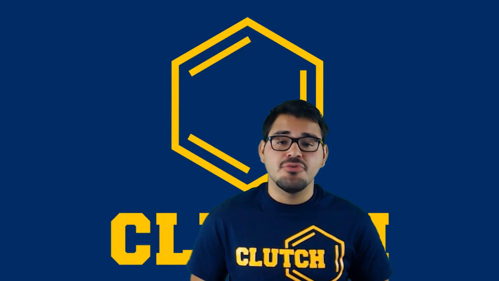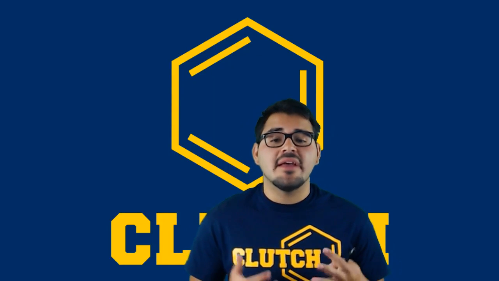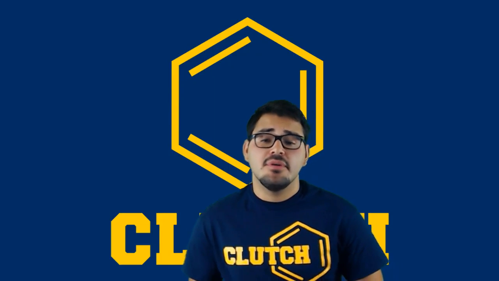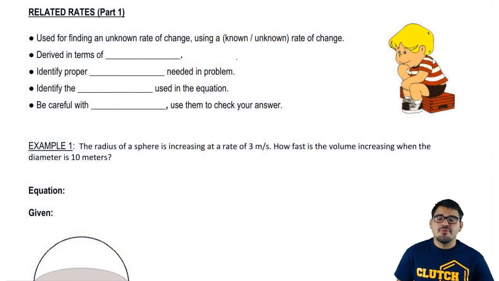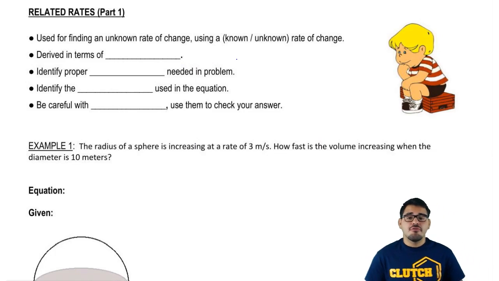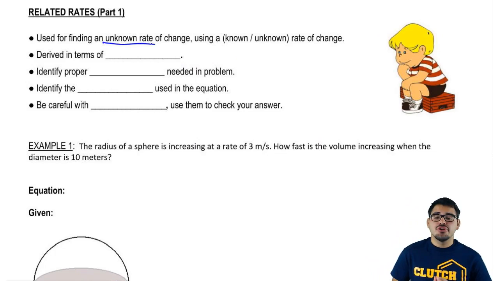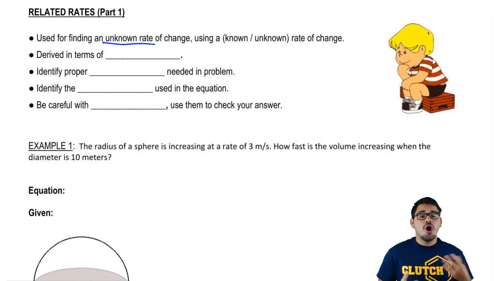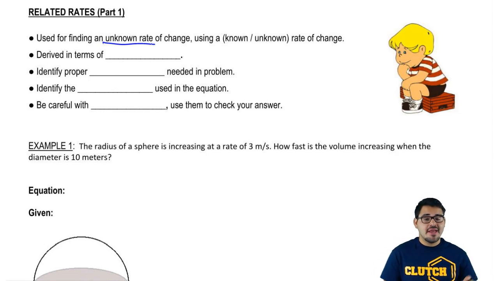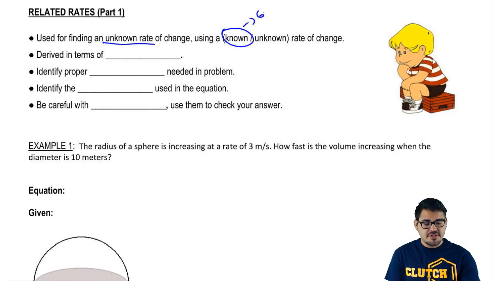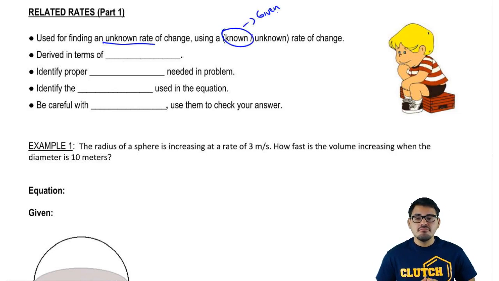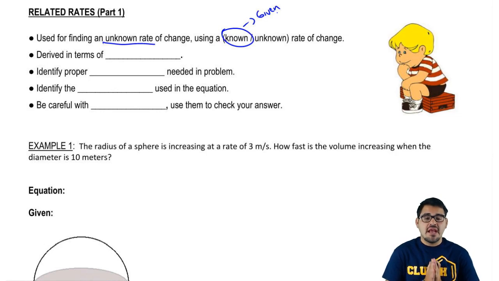Hey guys, so let's go ahead and do some related rate problems and go over a systematic way of tackling these problems. So let's get started. Related rate problems are used for finding an unknown rate of change using a known rate or given information. And that is the whole idea of a related rate problem.